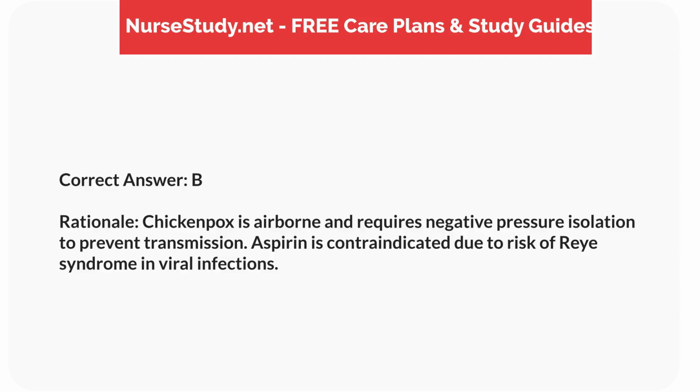Correct answer, B. Rationale: chickenpox is airborne and requires negative pressure isolation to prevent transmission. Aspirin is contraindicated due to risk of Reye syndrome in viral infections.